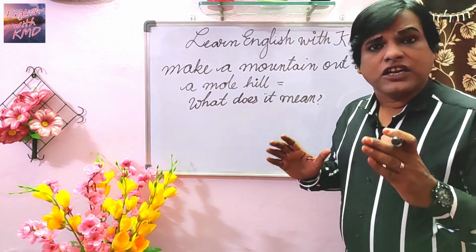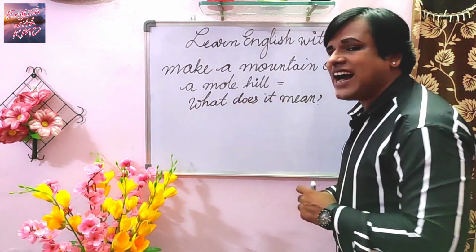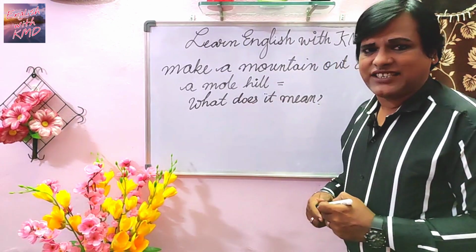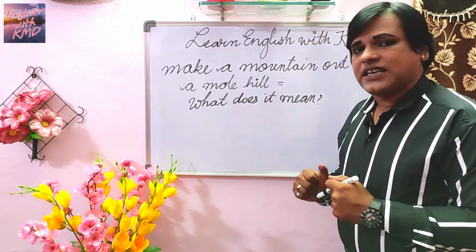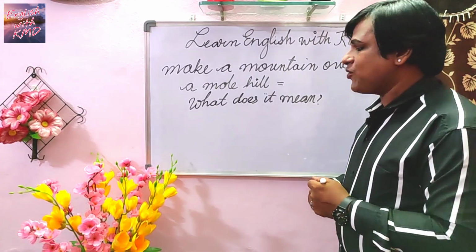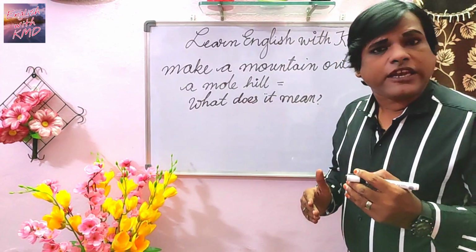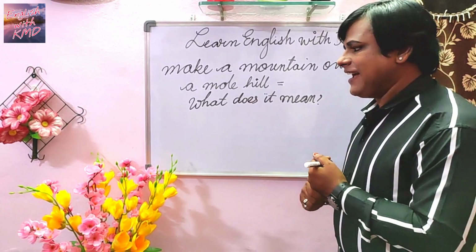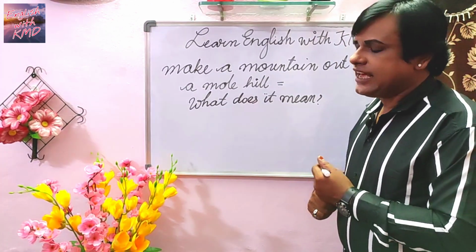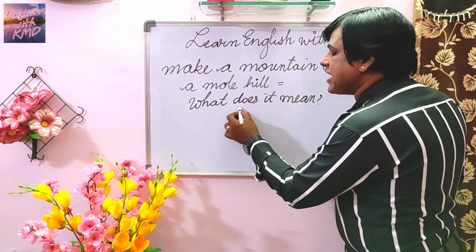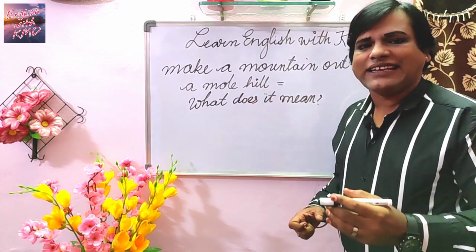Now, if you look at the question carefully, you discover that I have used does in it. Why have I used does in it? Because there's a strong reason. Grammar does not allow me to go with do when I'm talking about third person singular. Grammar wants me to go with does. So the right question is, what does it mean, or what does make a mountain out of a molehill mean?